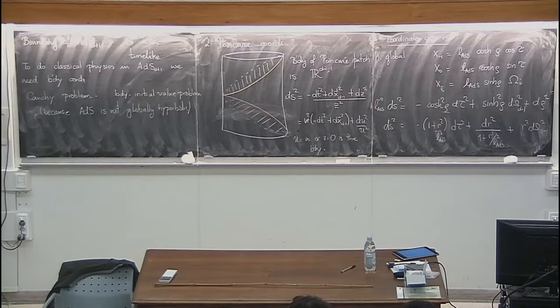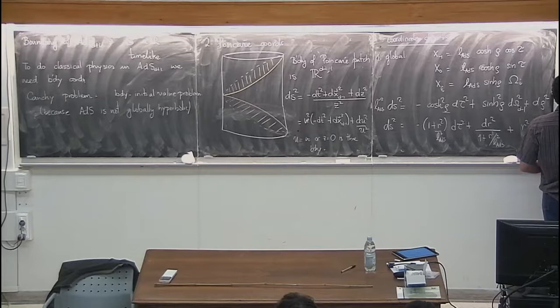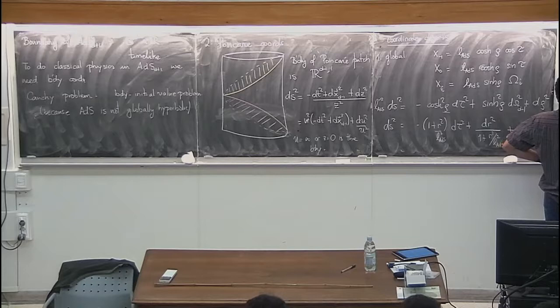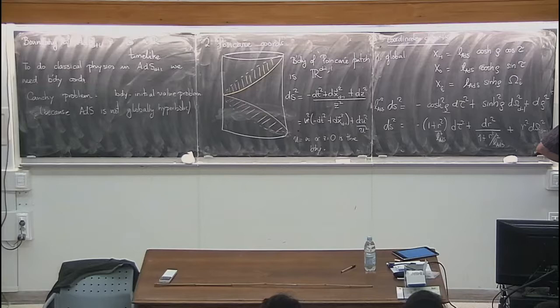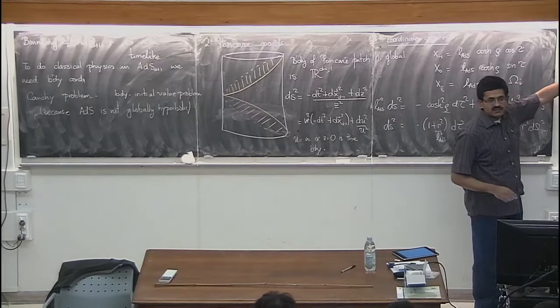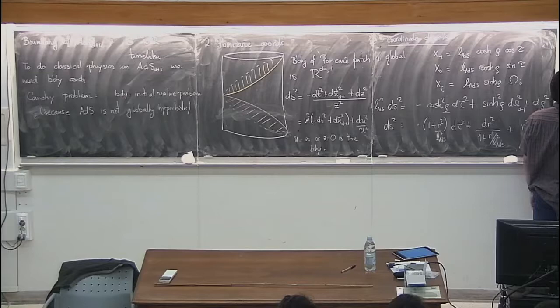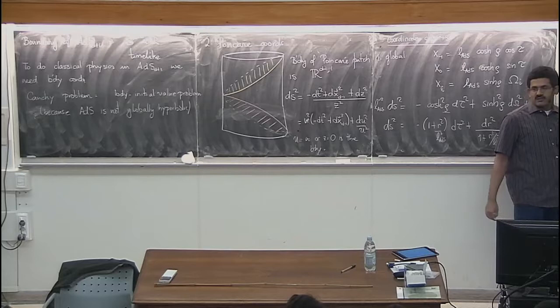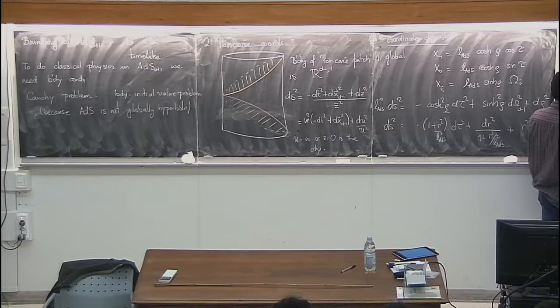So let's talk about the isometries of AdS D plus 1. And to do this, I'm just going to use these embedding coordinates. Right, so this is this hypersurface in R^{D,2}. So this equation leaves the quadratic form in R^{D,2} invariant. It leaves the natural flat metric on R^{D,2} invariant. So the isometry group is just that group that leaves this equation invariant.